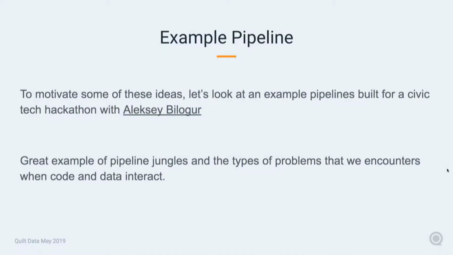So to motivate this talk, I want to talk about an example pipeline that I built with our developer advocate, Alexi. And we built this a couple weeks ago at a Civic Tech Hackathon. It starts out as a good toy problem, so it's easy to understand. But as the architecture evolves, it will display a bunch of these problems that we encounter and that I've seen before at real systems like at Sidewalk Labs.